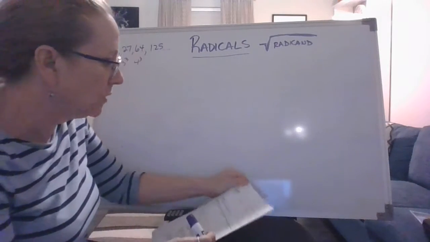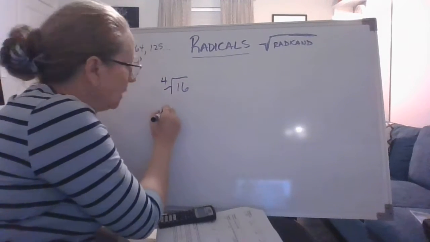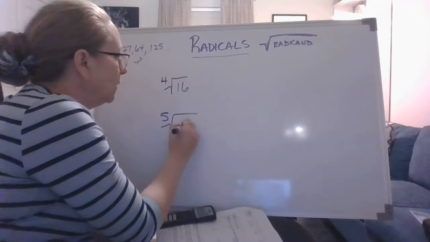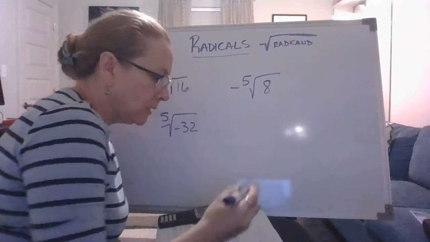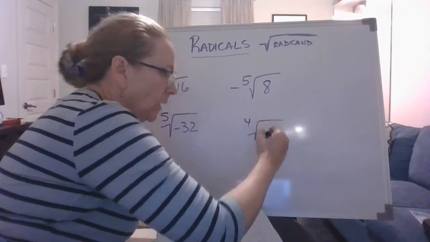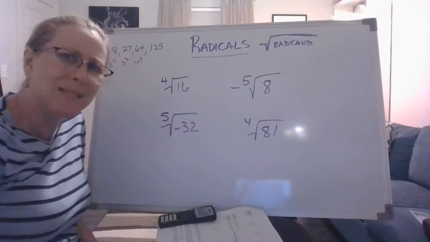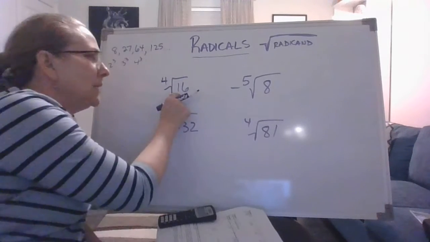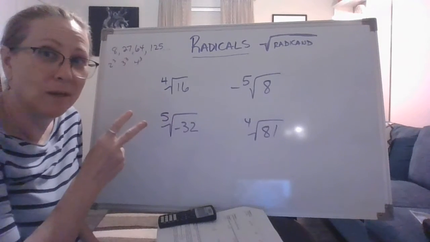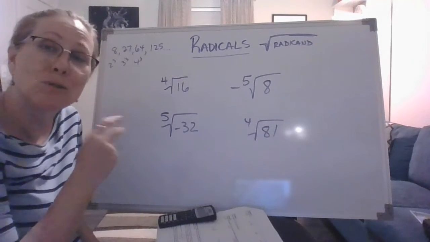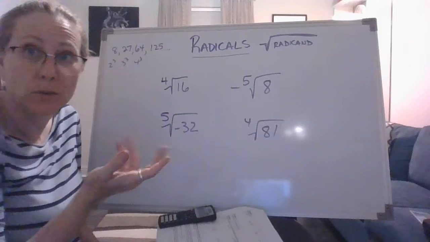So let's look at some 4th roots. The fourth root of 16, the fifth root of negative 32, the negative fifth root of 8, and the fourth root of 81. All right, let's be bold. What number times itself 4 times will be 16? 2. 2 times 2 is 4, 4 times 2 is 8, and 8 times 2 is 16. Or 4 times 4 is 16. And that's 4 twos.